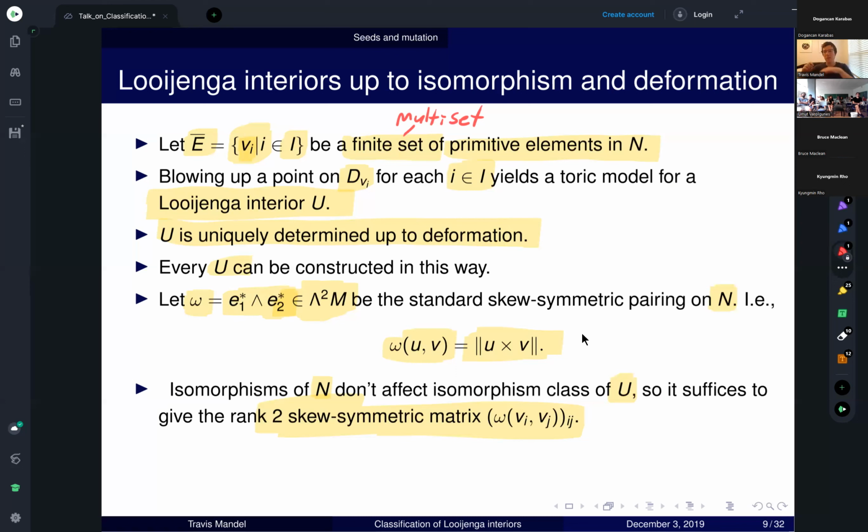But you end up contracting some curves, your -2 curves at the end, and get a singular point. So if you want to allow for Looijenga interiors with some orbifold singularities, then you would want to allow non-primitive elements. I'll come back to that in a few slides. Remind me when I talk about mutations if I forget. Maybe the simple answer is that we just allow it to be a multi-set. If you allow it to be a multi-set, then you get multiple blow-up points in the same divisor.